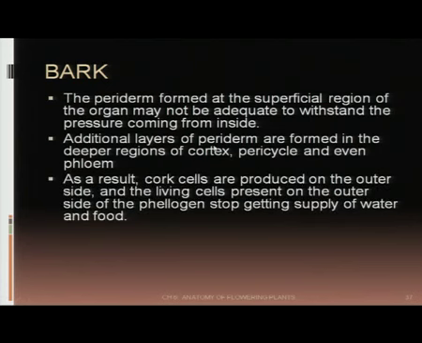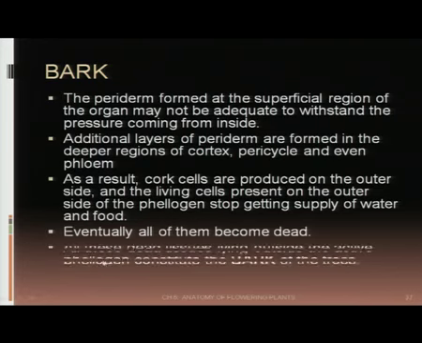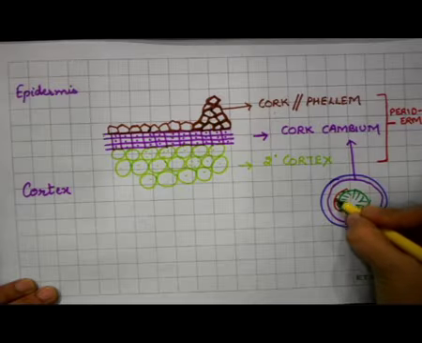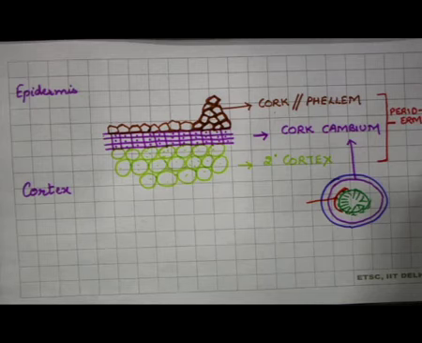Now, whenever periderm will be formed, cork cells will also be produced. So, cork cells are produced on the outer side, and the living cells present on the outside of the phellogen, they stop getting supply of water and food because the cork cells are suberized. Now, all of them will become dead, and these dead tissues taken together form the bark, or as I had said earlier in a simpler manner, all the tissues that are present outside of the phloem constitute the bark. Can you differentiate between periderm and the bark?